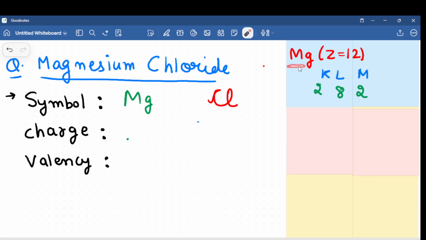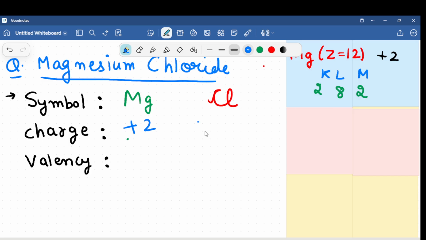Why? Because magnesium is a metal and metals are electropositive in nature. That's why it will lose its 2 electrons and it will acquire positive charge, like in this way, Mg +2 and 2 electrons. So Mg +2 here represents valency. So we can write that the valency of magnesium is +2, right? So if I write here, it is +2.